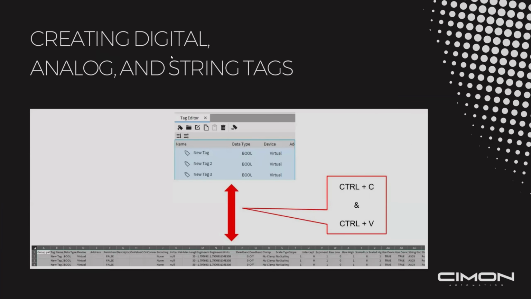I did just demonstrate this slide right here. This was copying and pasting between Excel and the tag editor. And you can also do this between projects too. So all you have to do when you click on a tag is just press Control C or right click copy, and then go into the spreadsheet and then Control V or right click paste.